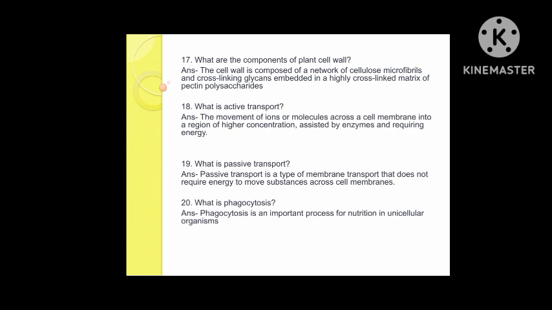Then what is passive transport? Passive transport is a type of membrane transport that does not require energy to move substances across cell membranes. Number 20, what is phagocytosis? Phagocytosis is an important process for nutrition in unicellular organisms.